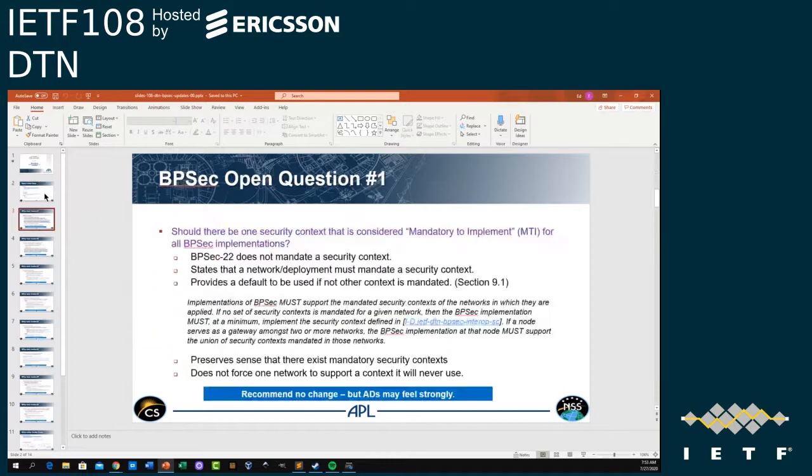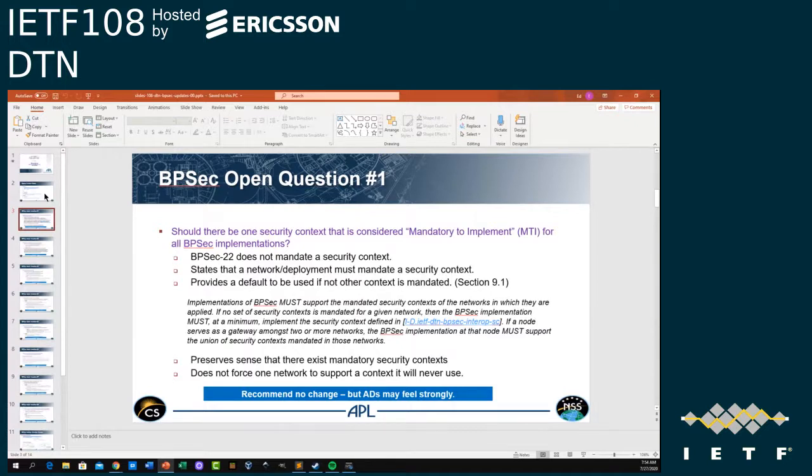So what I wanted to walk through was a series of questions that came out of that, and I believe these are the ones that are open, and many of these are relatively straightforward. The first question, which overlaps a little with some of the things Scott had mentioned, is: much like there's a question of should BPSec be mandatory to implement for BP, another question along that line is, should there be one security context that is mandatory to implement for all BPSec implementations?